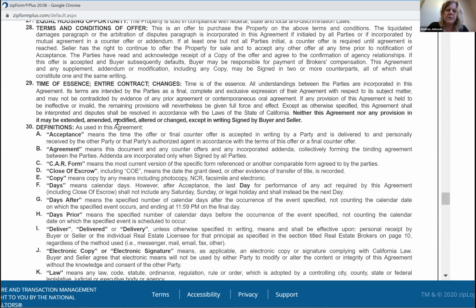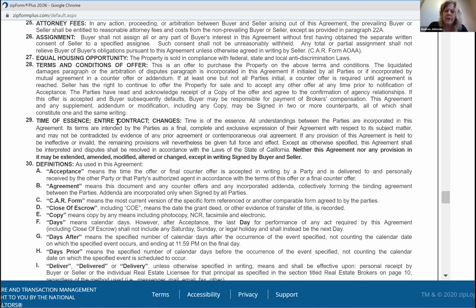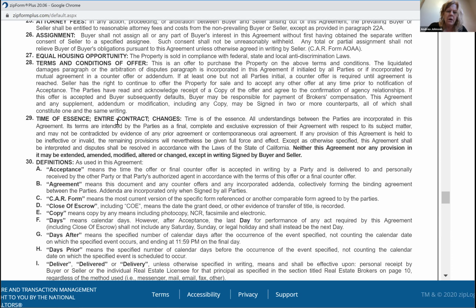The terms and conditions of this offer, this is the agreed upon terms and conditions, or what the sale is occurring under. The liquidated damages paragraph or the arbitration of disputes paragraph is incorporated in this agreement if initialed by all parties, or if incorporated by mutual agreement in a counteroffer or addendum. If at least one but not all parties initial, a counteroffer is required until agreement is reached. Seller has the right to continue to offer the property for sale and to accept any other offer at any time prior to notification of acceptance.